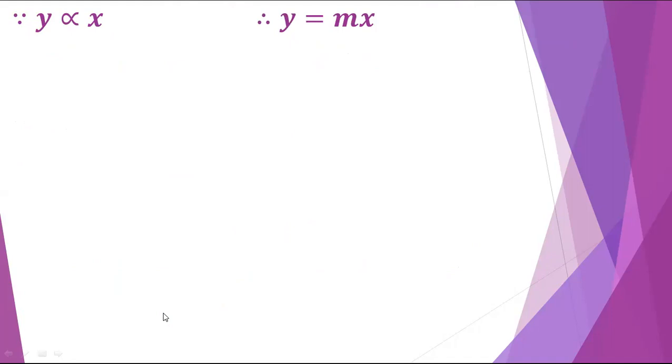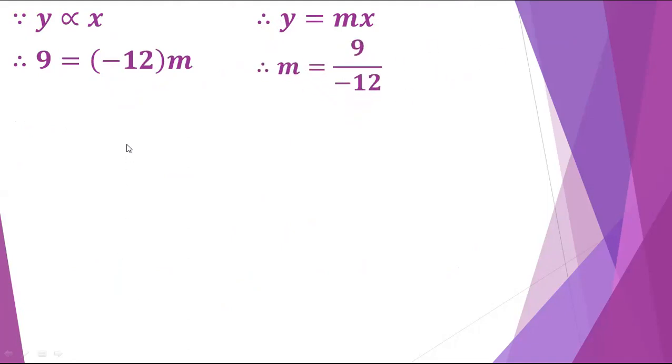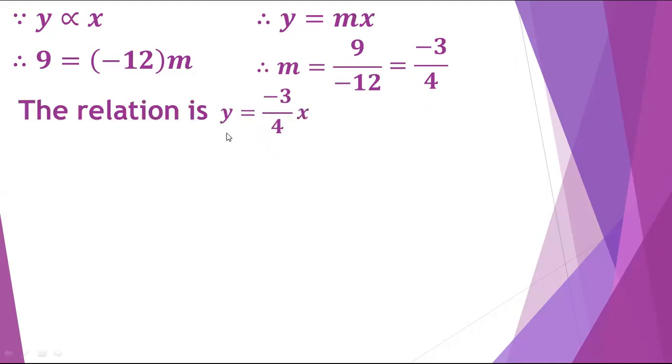Then substitute y equals 9 and x equals negative 12, and we can find the constant of variation: m equals 9 over negative 12. Simplify, then m equals negative 3 over 4. Write the relation y equals mx, just put the value of m. Then y equals negative 3 over 4 x, and this is the relation between y and x.